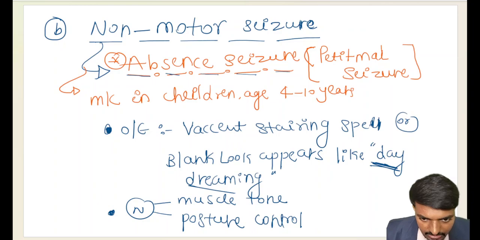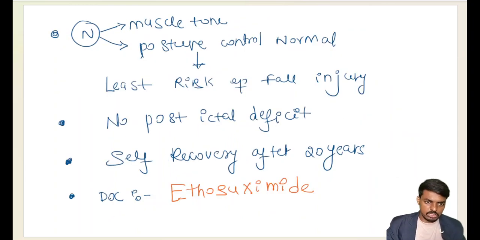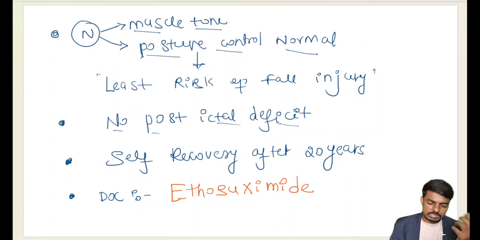One-liners may arise directly here. The seizure which looks like daydreaming is an absence seizure. Here normal muscle movement is there, normal posture control is there. Muscle tone in the absence seizure is normal, and posture control in the absence seizure is normal. So there is the least risk of fall injury in the absence seizure, and there is no postictal deficit or postictal confusion, meaning loss of memory after the seizure. Nothing will happen in this absence seizure, and self recovery occurs after 20 years of life of the particular patient.